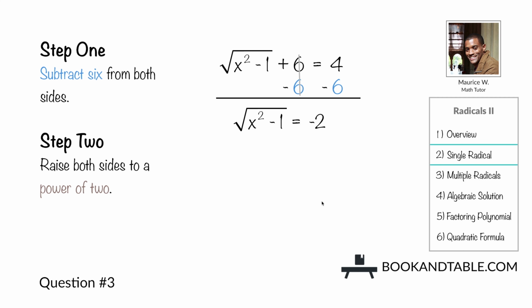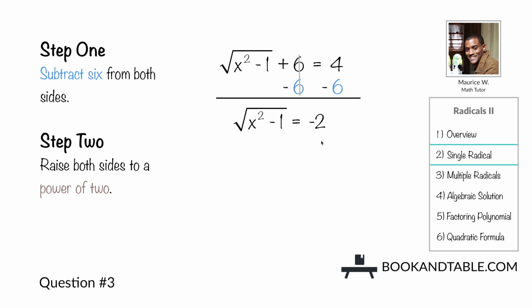Question number 3, we had the square root of x squared minus 1 plus 6 is equal to 4. To isolate this radical term, step 1, subtract 6 from both sides, leaving us with the square root of x squared minus 1 on the left side of our equation, and 4 minus 6, which is equal to negative 2 on the right side of our equation.